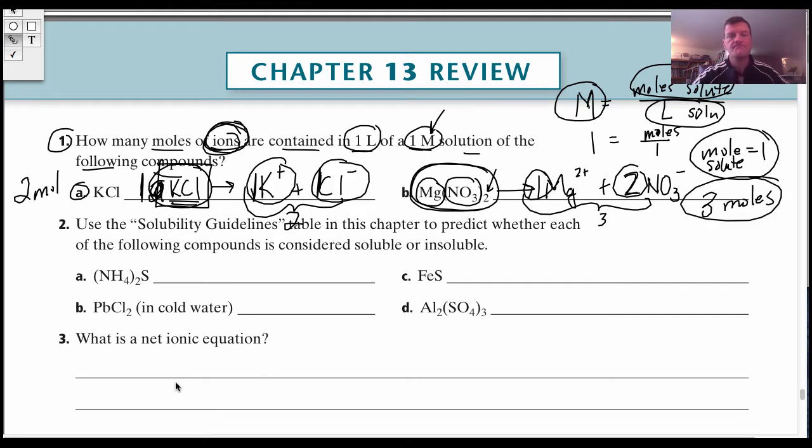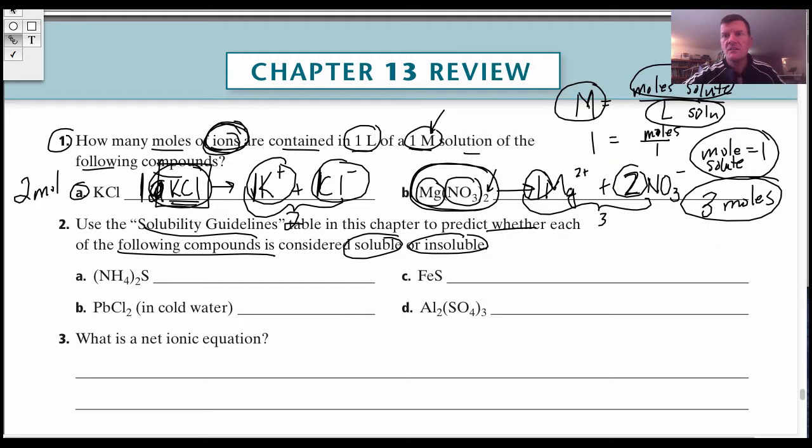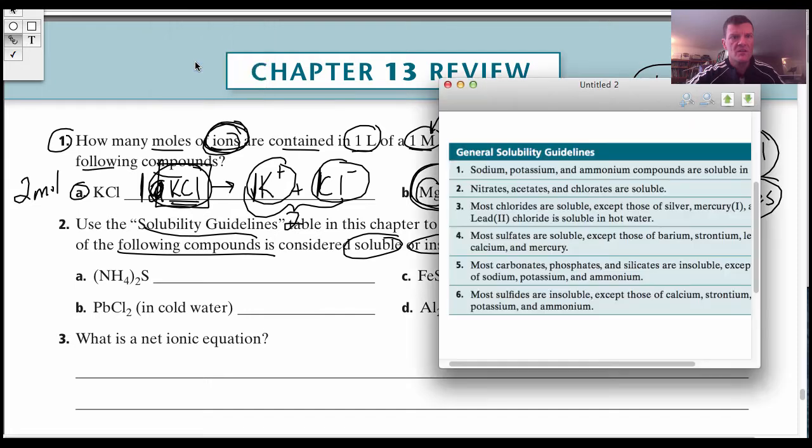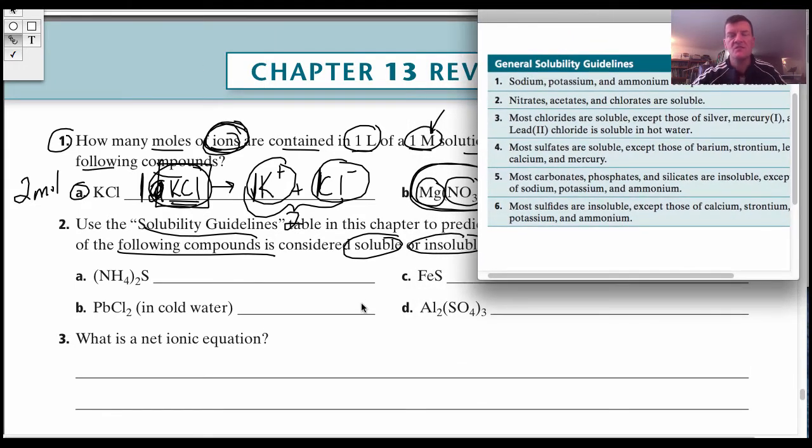Okay? All right, next, it says use the solubility guidelines, and you can always refer to the guidelines when you're taking a test or doing your work. We're going to refer to those guidelines and predict whether these compounds are soluble or insoluble. So the solubility guidelines, let me pull them up here. Yep, there we go. Solubility guidelines tell us when something is soluble or insoluble.